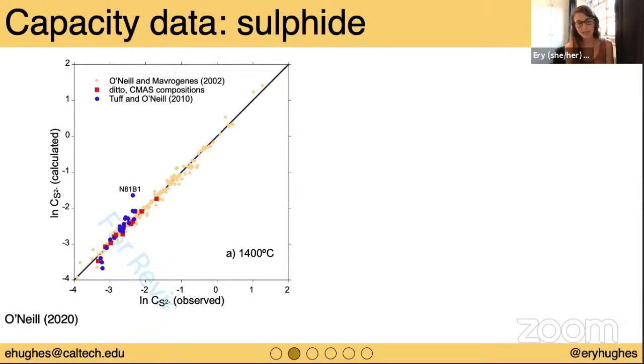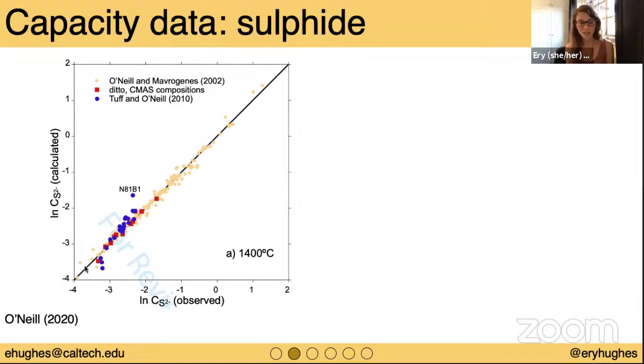Well, the sulfide capacity is pretty well calibrated for changes in melt composition and temperature. The most recent compilation is by O'Neill last year, and this plot shows the calculated sulfide capacity against the observed sulfide capacity from experiments. Their model gives a pretty good fit to the data, and a lot of experiments have gone into this, which is great.